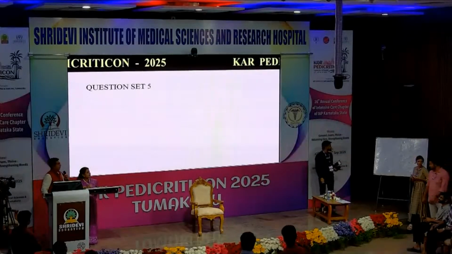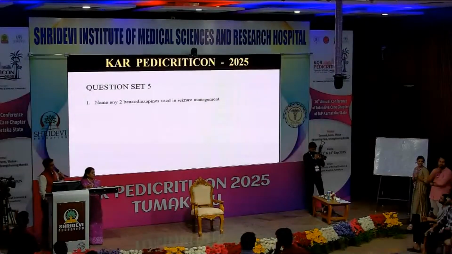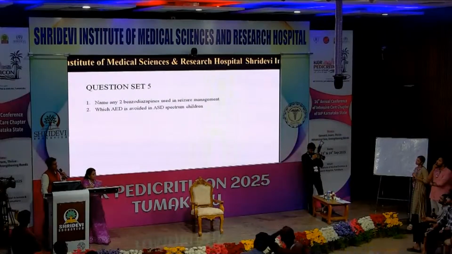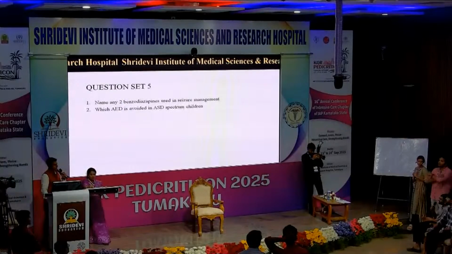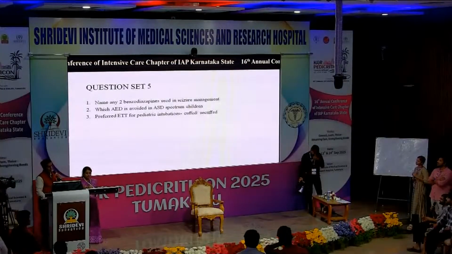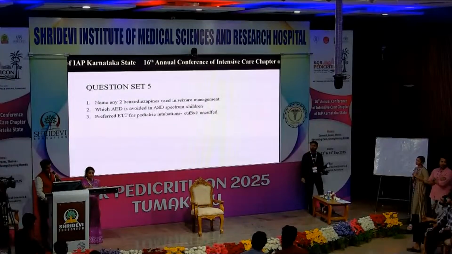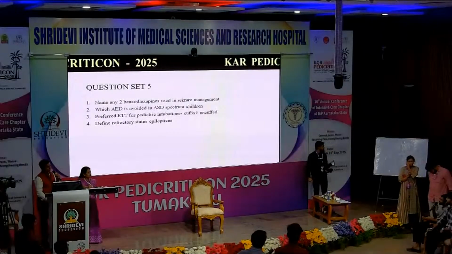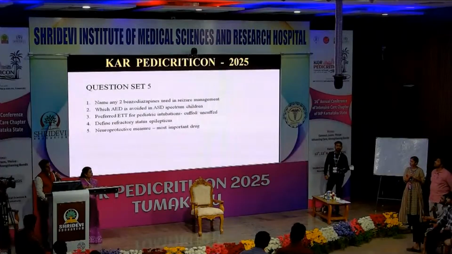Okay, time. You ready? Team E. Fine. Name any two benzodiazepines used in seizure management. Midazolam and lorazepam. Which aid is avoided in ASD spectrum children? Phenobarbital. Next. Preferred ETT for pediatric intubation is cuffed or uncuffed? Uncuffed. Define refractory status epilepticus. After starting two anti-epileptic drugs. Neuroprotective measure, the most important drug.